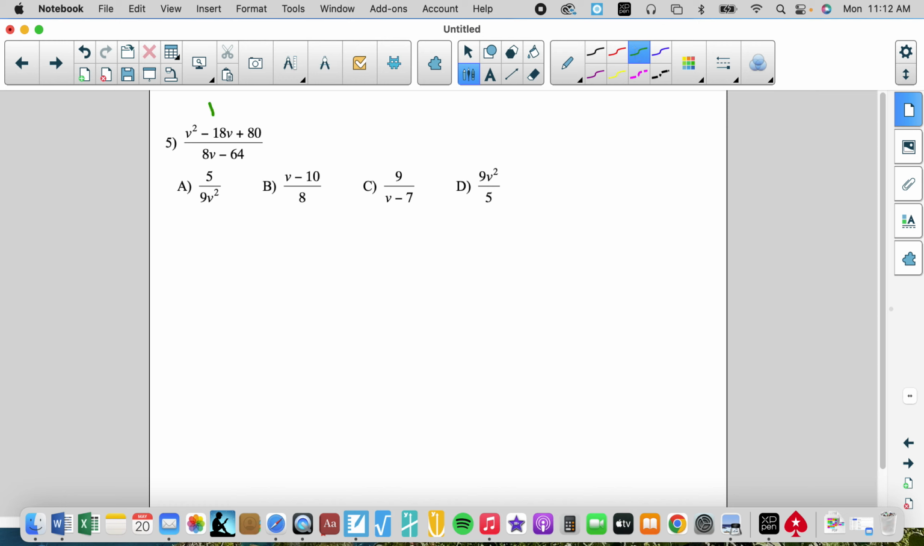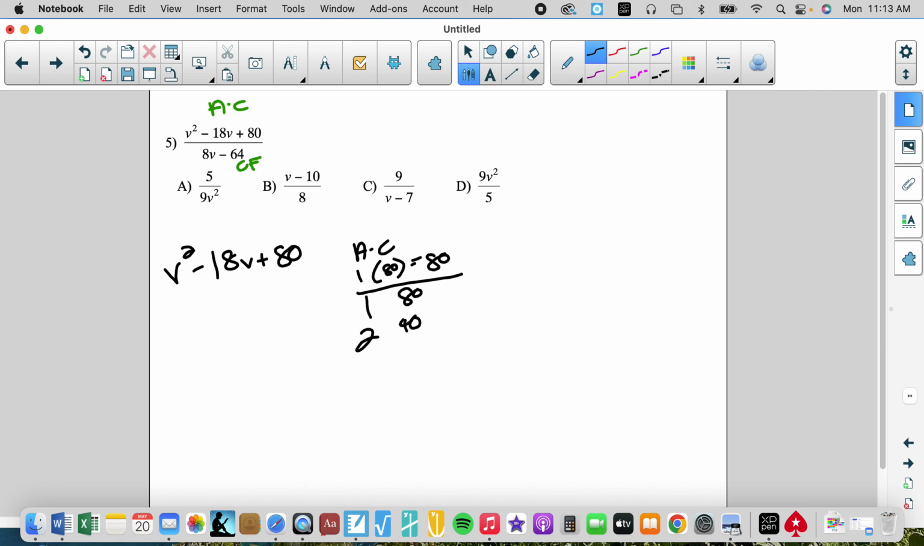Our numerator, I'm going to do an A times C. And my denominator, I'm going to do a common factor. So step 1 is going to deal with V squared minus 18V plus 80. My A times C, my A is 1, my C is 80. 1 and 80, 2 and 40, 3 no, 4 and 20, 5 yes, 5 and 16, sorry. 6, no, 7, no, 8 and 10. My signs are the same, and they're both negative.